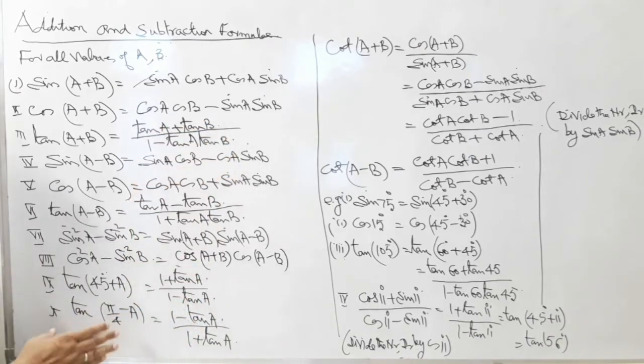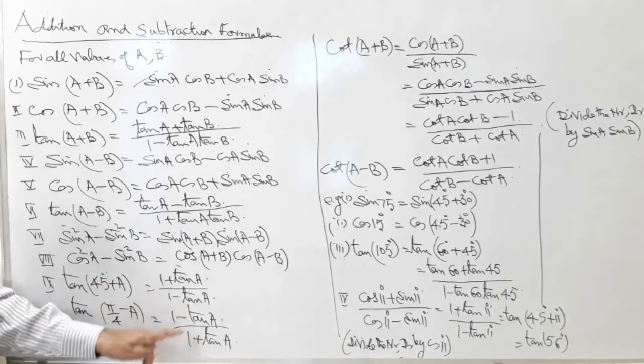Similarly, if you want to put it in terms of radians, tan(pi by 4 minus A) will be 1 minus tan A over 1 plus tan A. This is 1 minus tan A over 1 plus tan A. Now these are the 10 results.